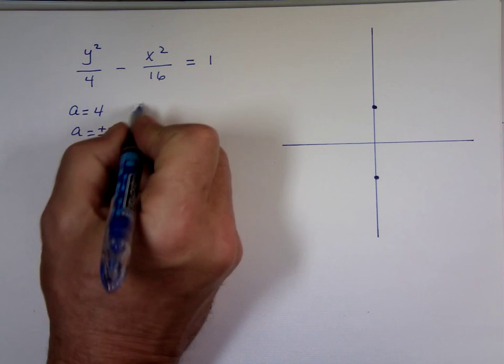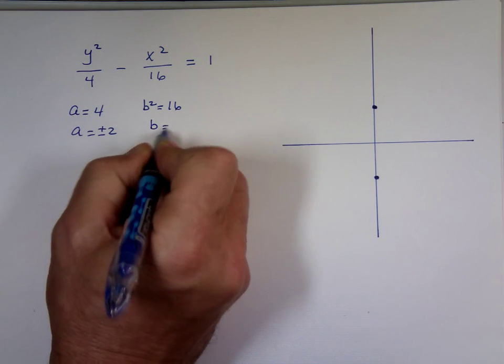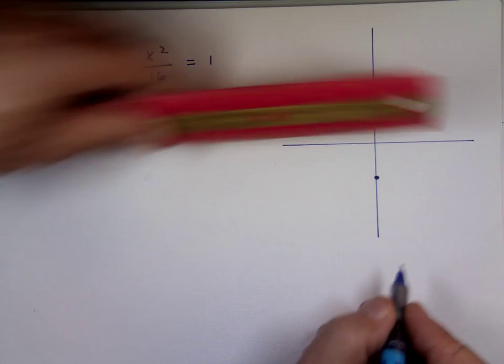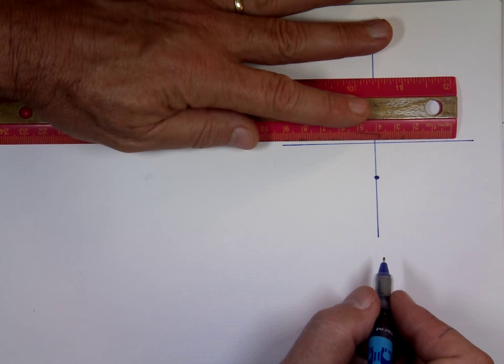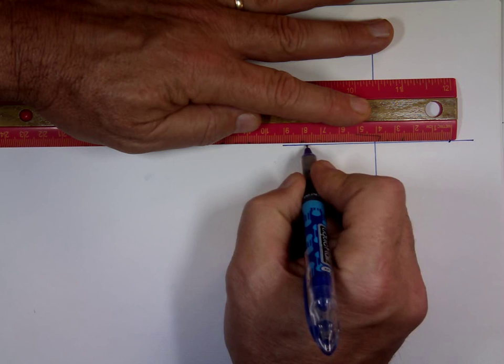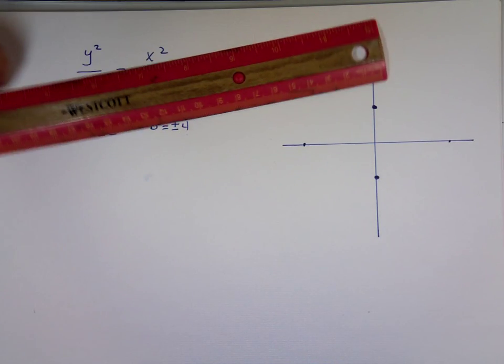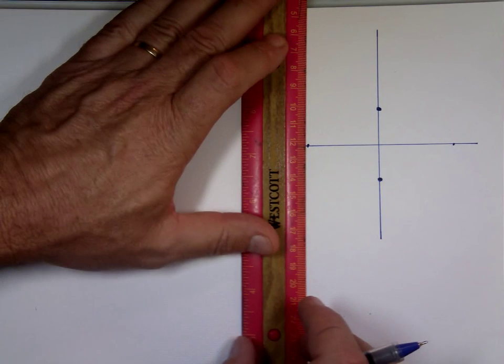Now B squared is equal to what? 16. B equals plus or minus 4. That's a 4 here. That's a negative 4 here. Again, let's make our box.